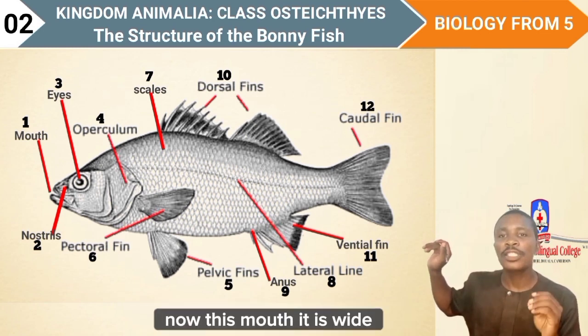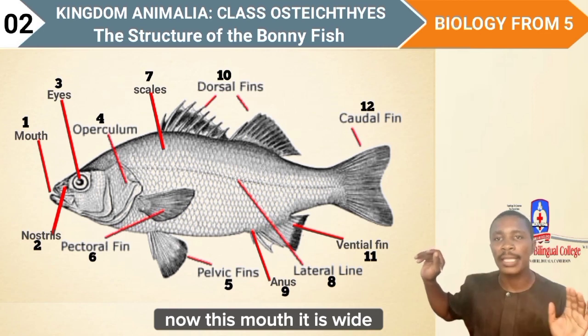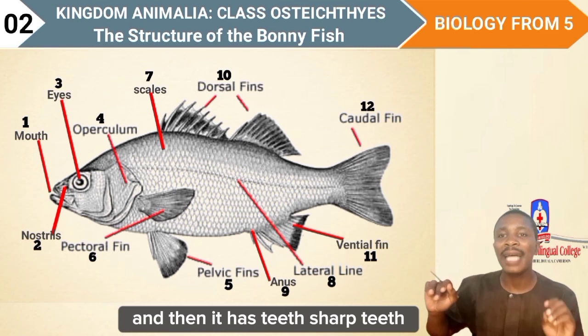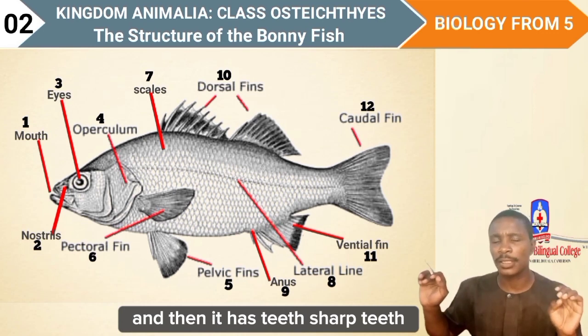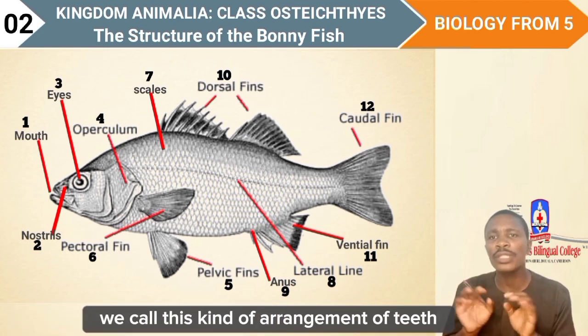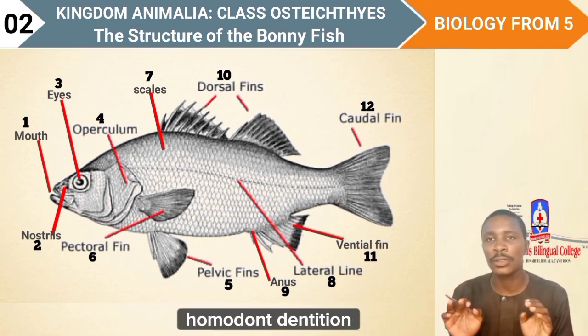Now, this mouth, it is wide. That means it is open, and then it has teeth, sharp teeth. And these teeth have the same shape and the same size. We call this kind of arrangement of teeth homodont dentition.